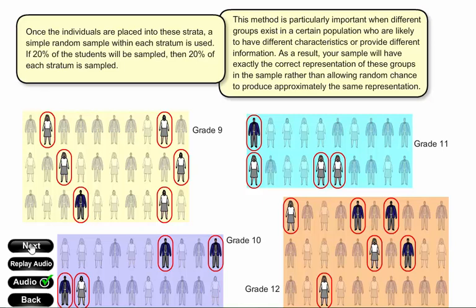This method is particularly important when different groups exist in a certain population who are likely to have different characteristics or provide different information. As a result, your sample will have exactly the correct representation of these groups in the sample rather than allowing random chance to produce approximately the same representation.